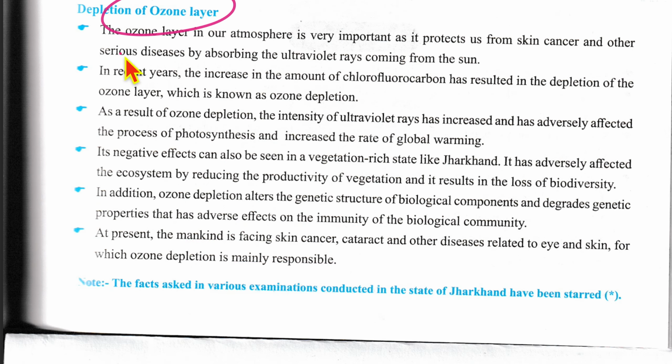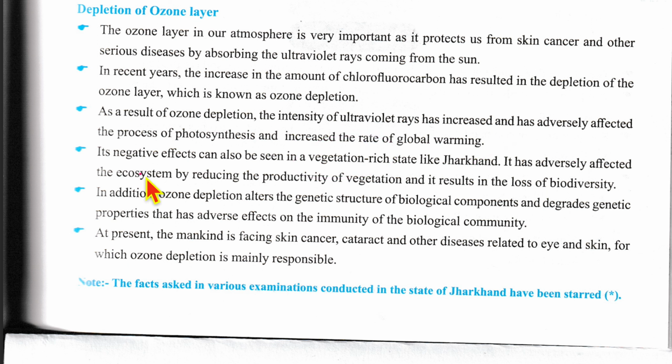Now, depletion of ozone gas. The ozone layer in our atmosphere is very important as it protects us from skin cancer and UV rays. In recent years, the increase in the amount of chlorofluorocarbon has resulted in the depletion of the ozone layer, which is also known as ozone depletion. As a result of ozone depletion, the intensity of UV rays has increased and adversely affected the process of photosynthesis and increased the rate of global warming. Its negative effect can also be seen in a vegetation-rich state like Jharkhand.